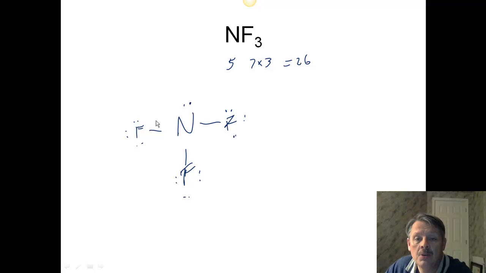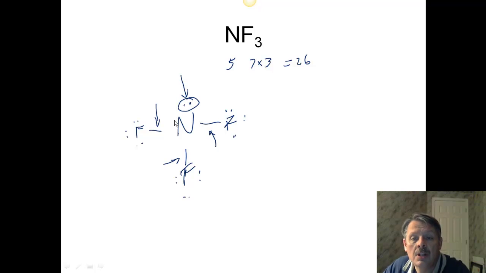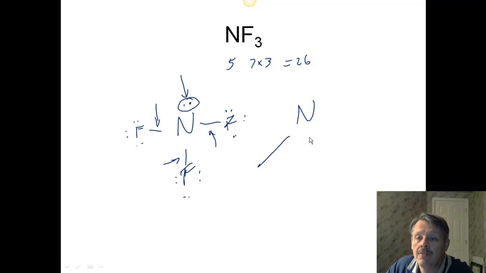So again, you have 4 clouds. You have 1 here with that line, 1 here with that line, 1 here with that line, and 1 here with this unshared pair. So we still have 4 clouds, but only 3 of them are bonded to something. So that means we're going to have a pyramidal shape here, where our bond angles are 107 degrees. We're going down to fluorine, fluorine, fluorine, and up here we have 2 electrons.